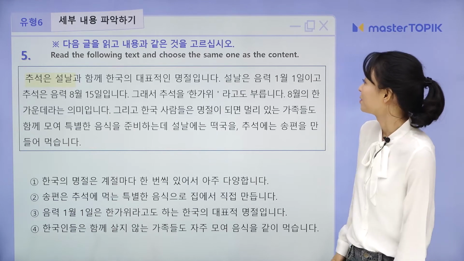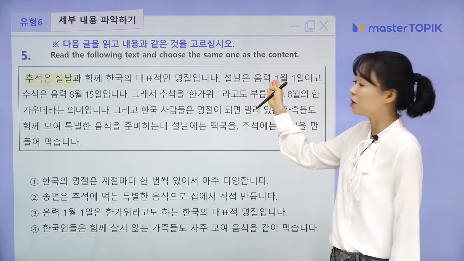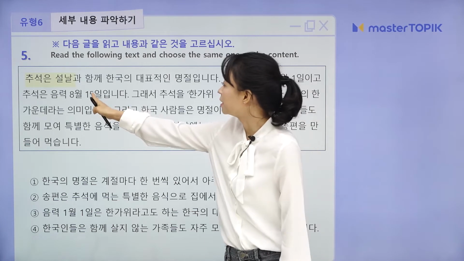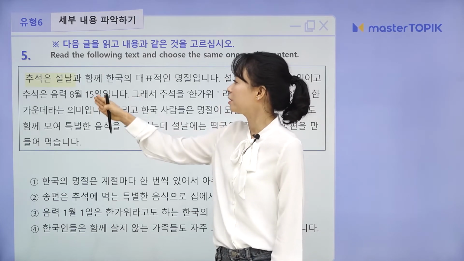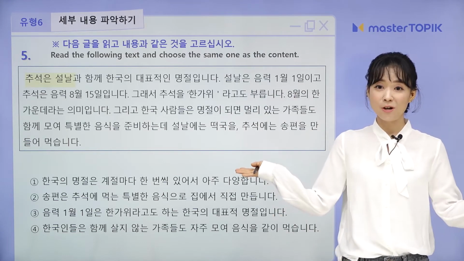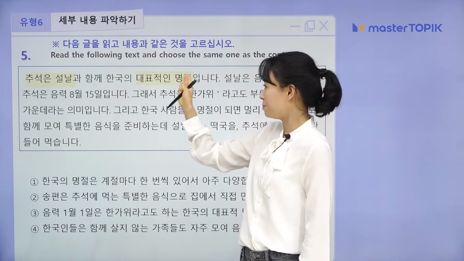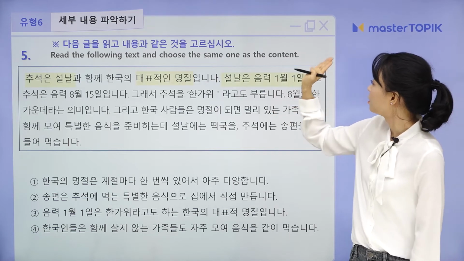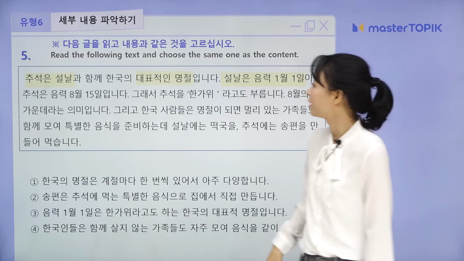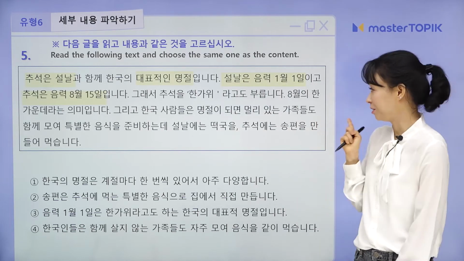추석 and 설날. And 설날은 음력 1월 1일이고, New Year's Day, 음력, lunar calendar, January 1st. So 추석은 음력 8월 15일입니다. 추석 is August 15th of the lunar calendar. So what's the keyword? Yes, 추석 and 설날 are our main holidays, and New Year's Day is January 1st of the lunar calendar, and 추석 is August 15th in the lunar calendar.